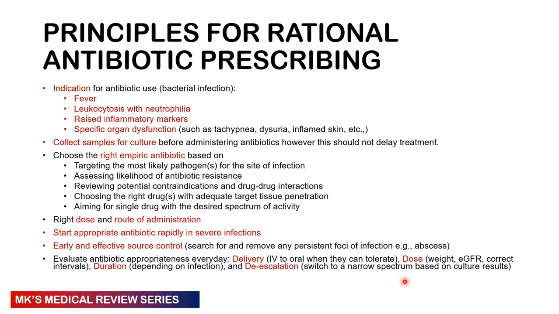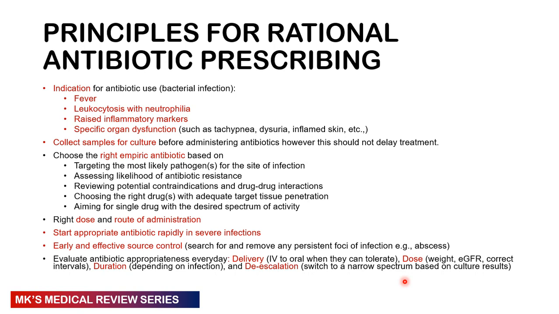So the first thing is that there must be an indication for why you're using that antibiotic. Do not just prescribe antibiotics because the patient is admitted to the hospital. Do not just prescribe antibiotics because you just saw one thing. So there should be a constellation of things that are pointing you towards a focus of infection. So it could be that this person has a fever. It could be that this person has leukocytosis, of course, with neutrophilia, which is pointing you towards bacterial infections. There could be a raise in inflammatory markers like C-reactive protein, ESR.